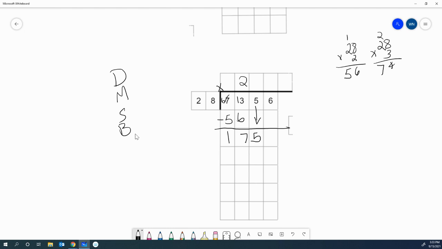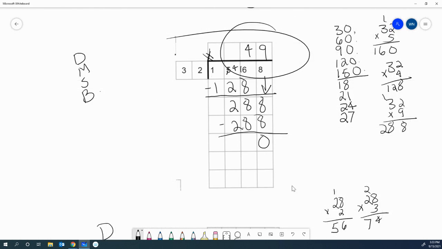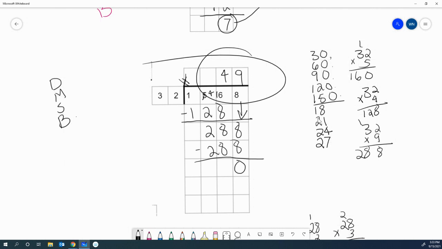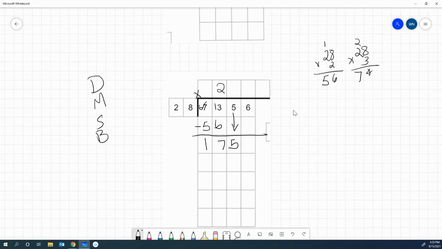I always draw my arrow. Now we have to figure out how many times 28 can go into 175. You know what we could do? We could go back and use the work from our previous problem because 28 is also kind of close to 30. So I'm looking for 175. I think it's probably going to go in 1, 2, 3, 4, 5 times, because more than that would be 180. Let's try 5 times.